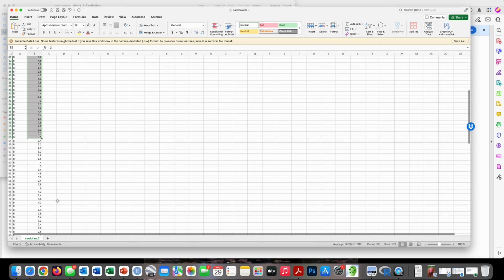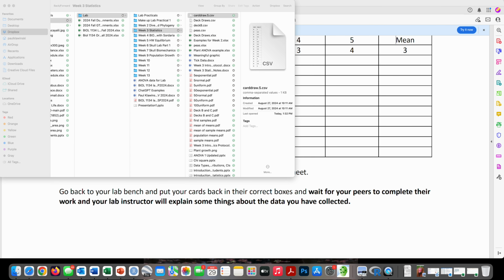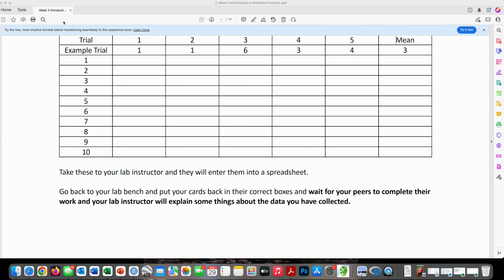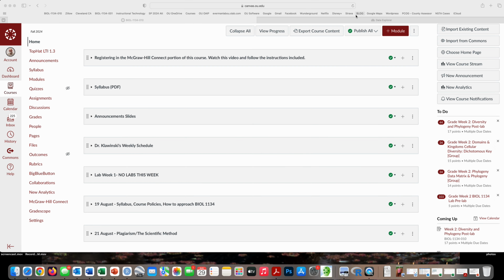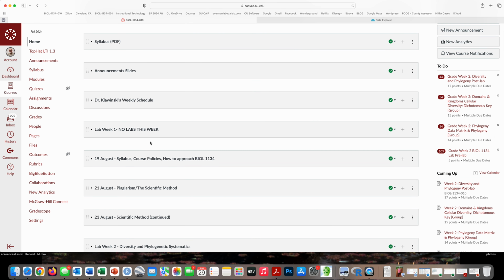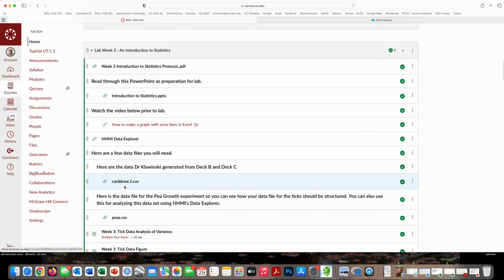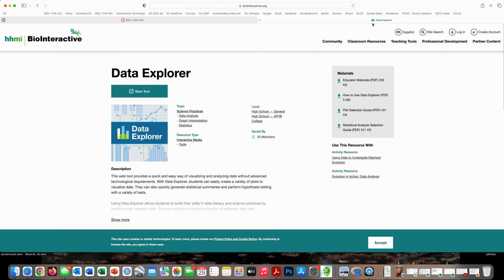And then once you have all those data from all of the people in class, what you need to do is you then need to go to the HHMI Data Explorer. The HHMI Data Explorer is a decent way of getting students to analyze data. So let me go back here, the link to Data Explorer is right here, so you should be able to just click on that and it will take you to the Data Explorer.